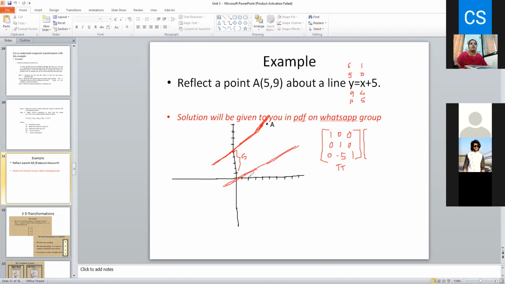Next, you need to carry out this rotation. Then what will be the angle of rotation? How are you going to find out the angle of the rotation?